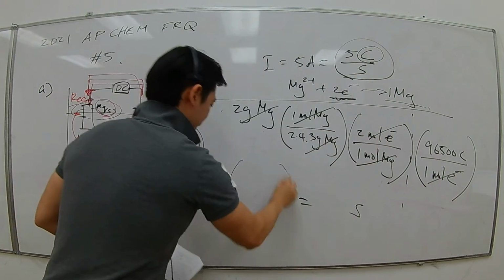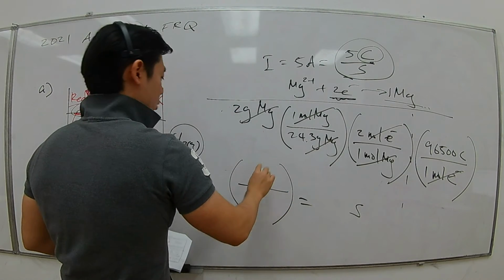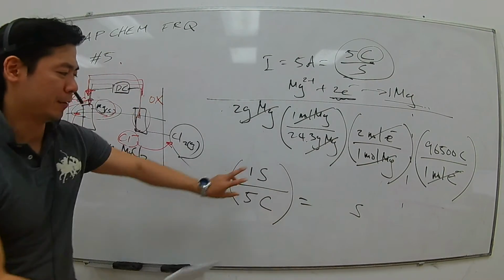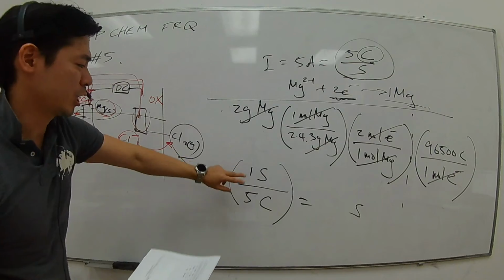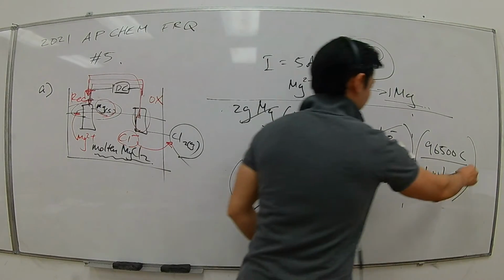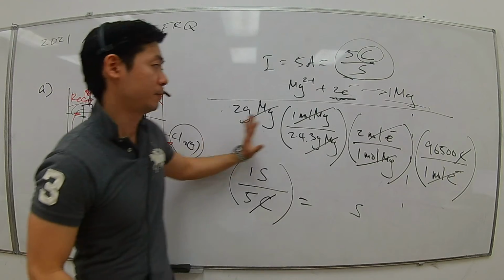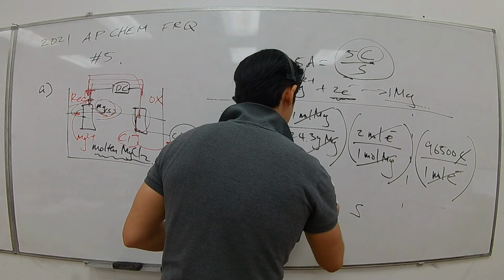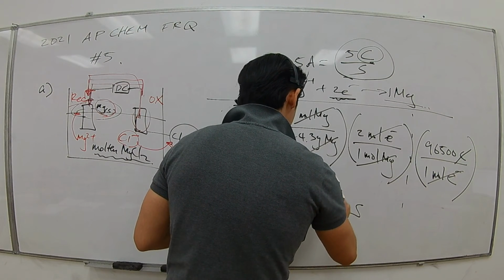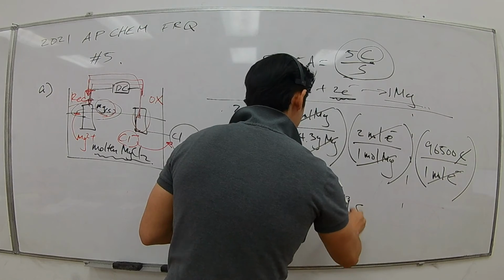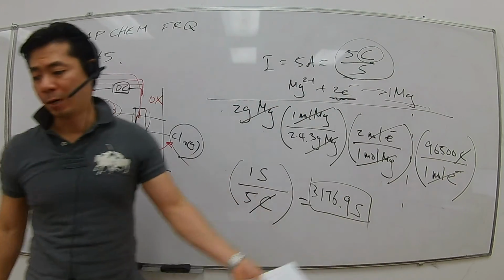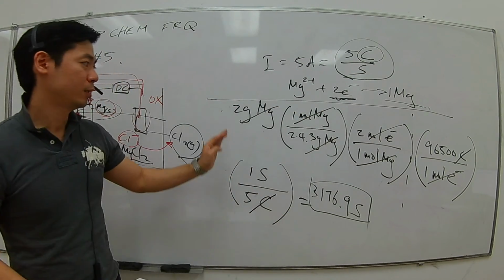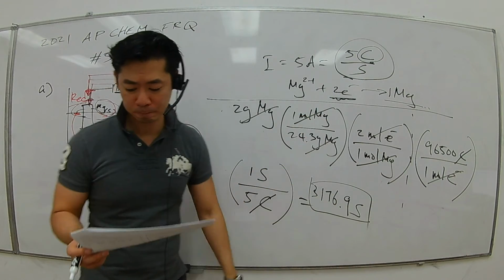So in 1 second, they're providing 5 coulombs of charge. I just have to take the reciprocal value, and the coulombs will cancel out. You just multiply the values and you get your answer. I got the answer as around 3,176.9 seconds. The current should be applied at 5 amps for that long in order to produce 2 grams of magnesium.